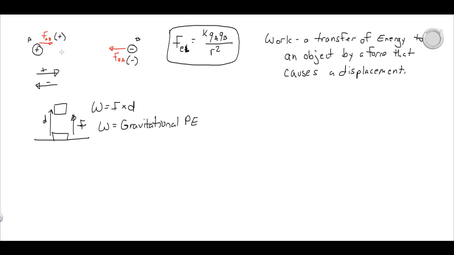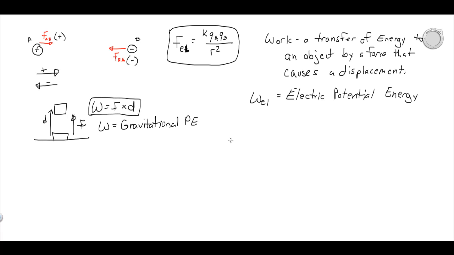Well, the same thing is going to happen in an electric field, where the work in an electric field is going to equal what's called the electric potential energy. And we have a special name for that, and we'll get to it later. So the work in the electric field equals the electric potential energy. So let's talk about this. We know the equation for work is force times distance.